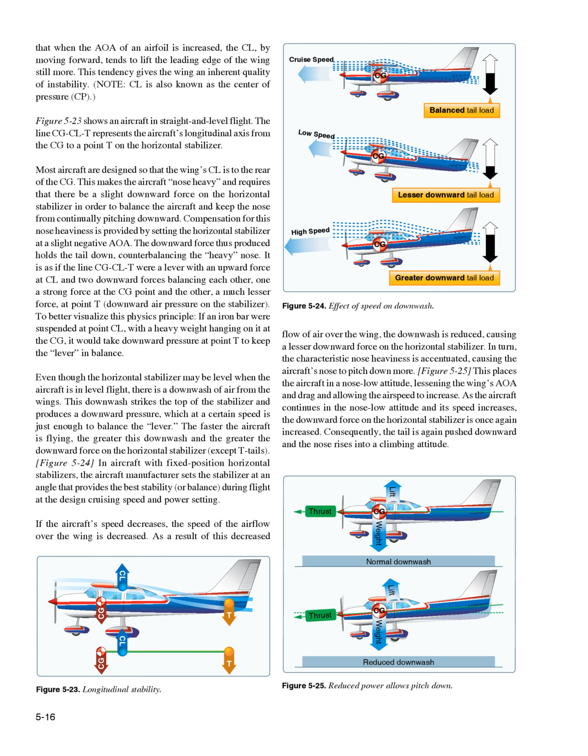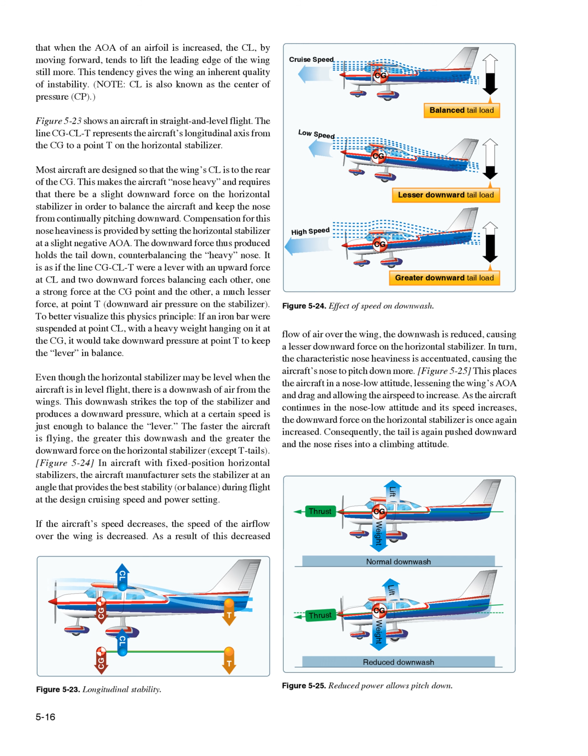It is as if the line CG-CLT were a lever with an upward force at CL and two downward forces balancing each other, one a strong force at the CG point and the other, a much lesser force, at point T, downward air pressure on the stabilizer. To better visualize this physics principle, if an iron bar were suspended at point CL, with a heavy weight hanging on it at the CG, it would take downward pressure at point T to keep the lever in balance.